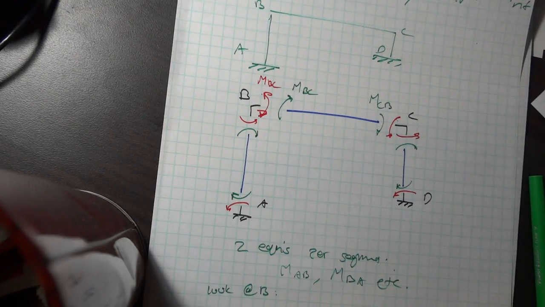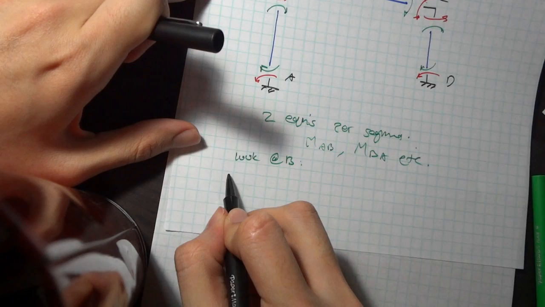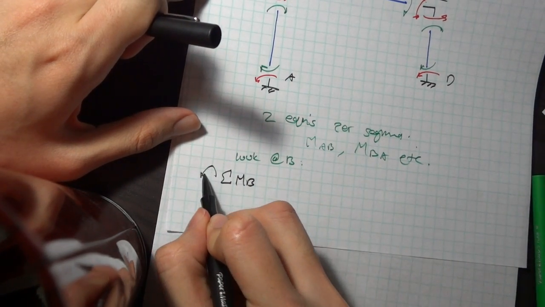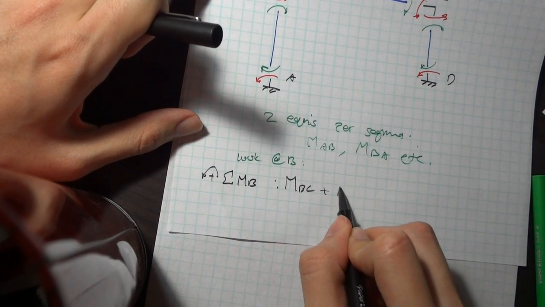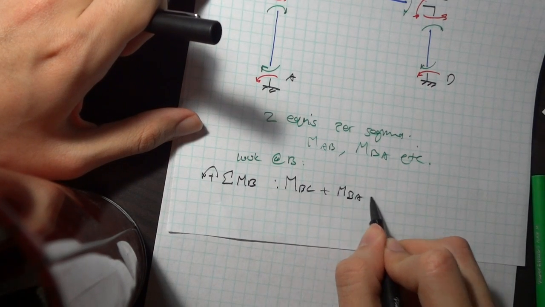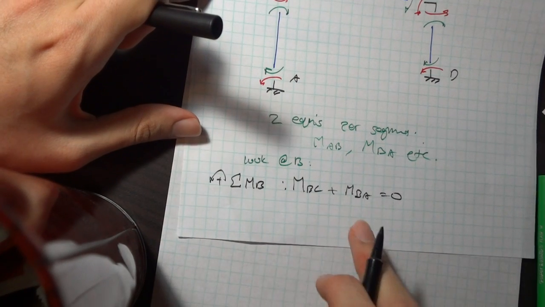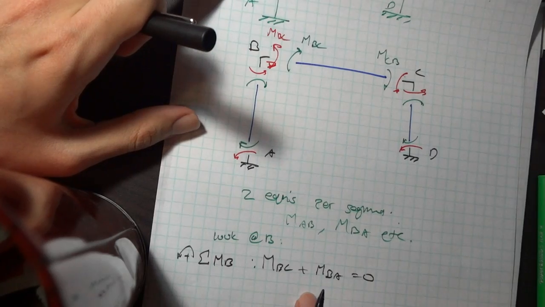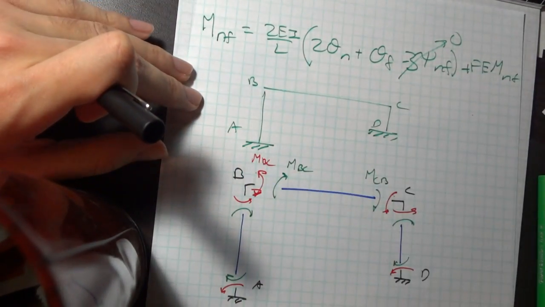I'm going to use sum of moments about B in this particular case. If I do sum of moments about B, positive this way, I'm going to have that MBC plus MBA is equal to 0. I have an equation for MBC and an equation for MBA. I'm going to add those two together, and then I will have a new equation in terms of theta A, theta B, and theta C.